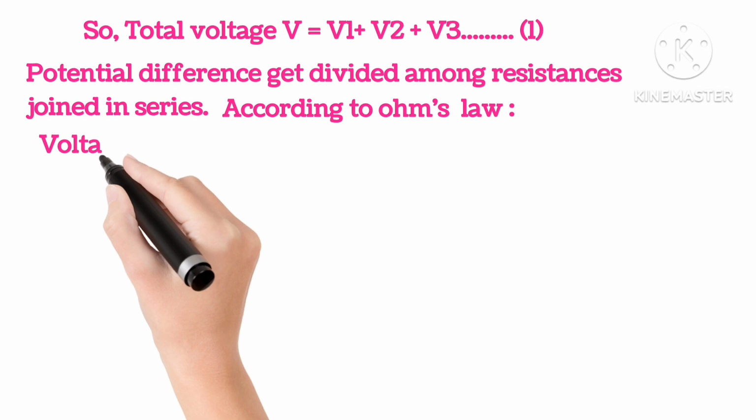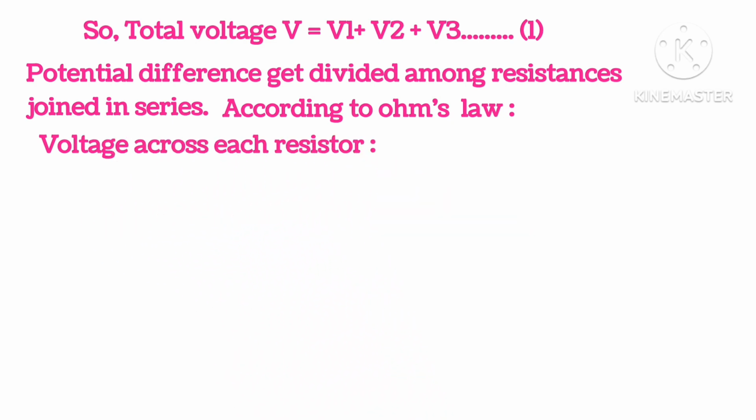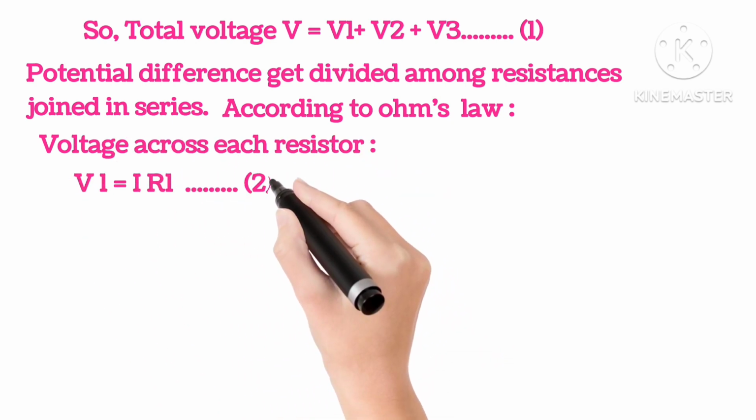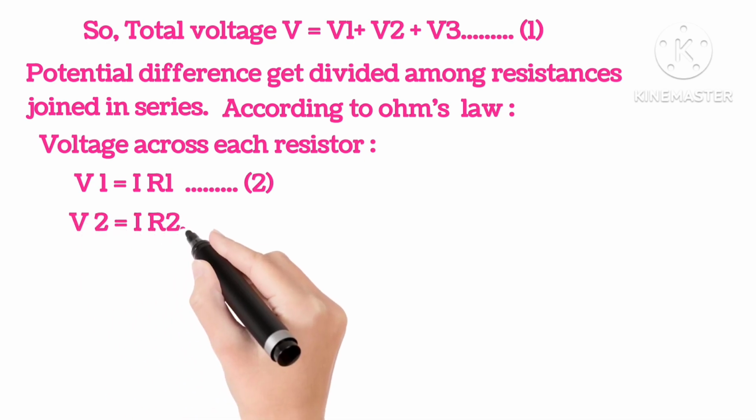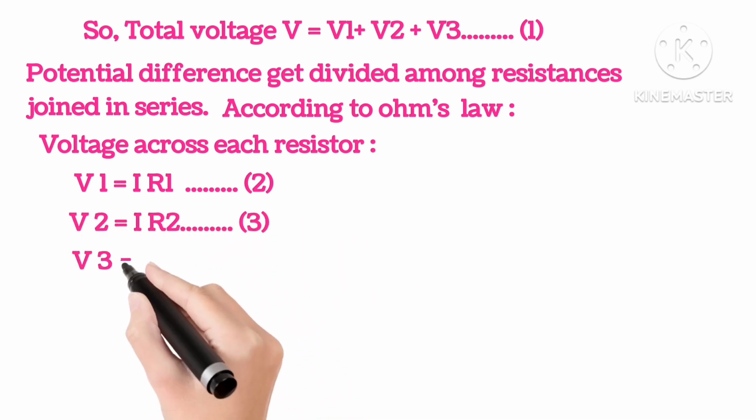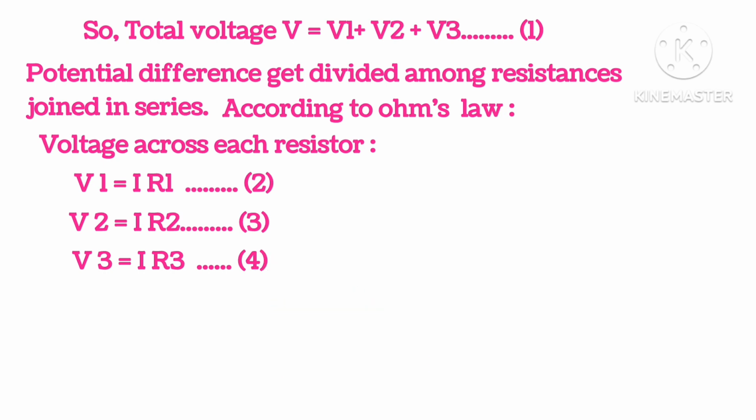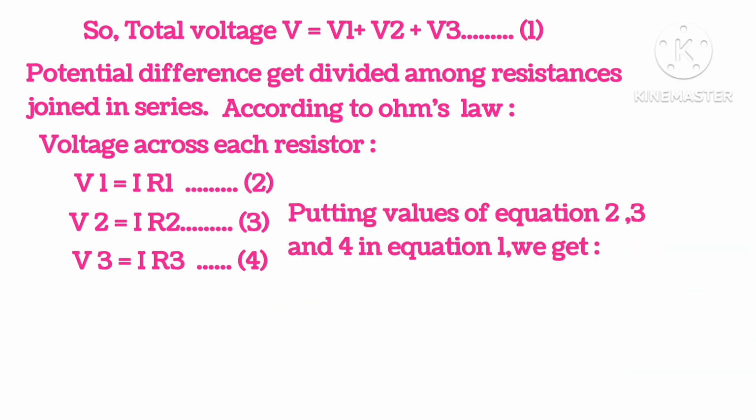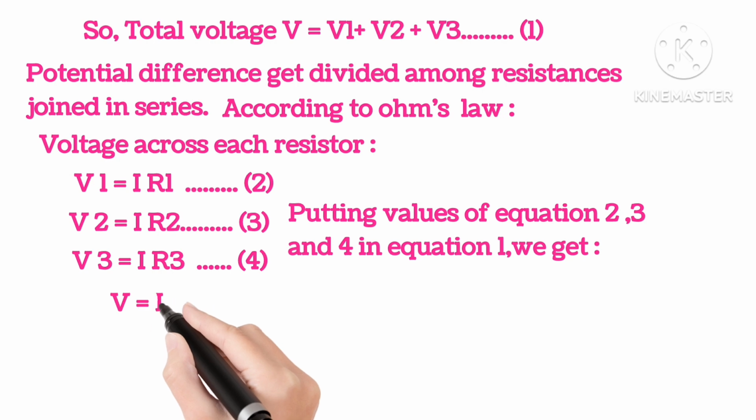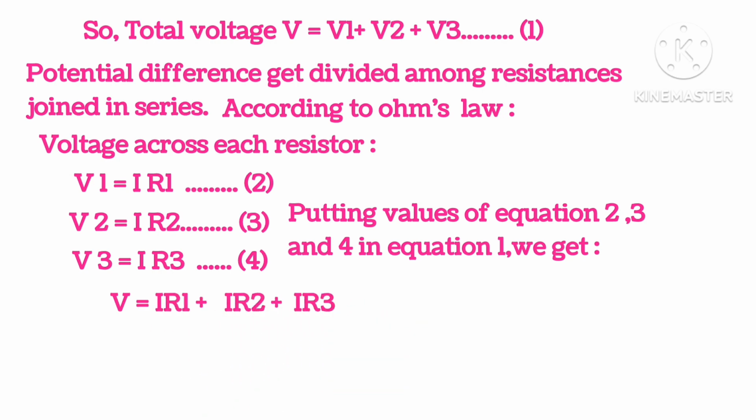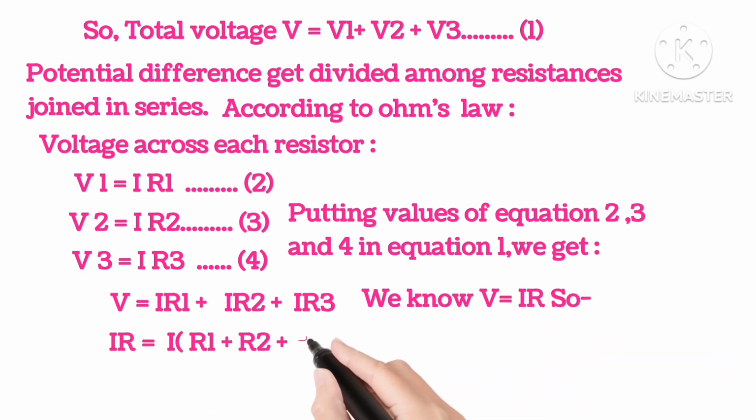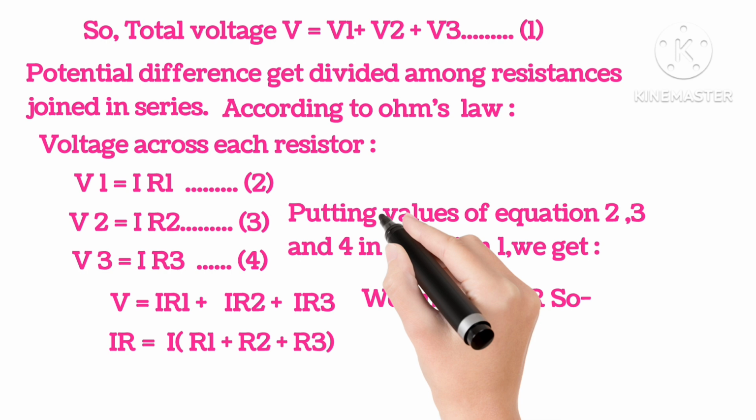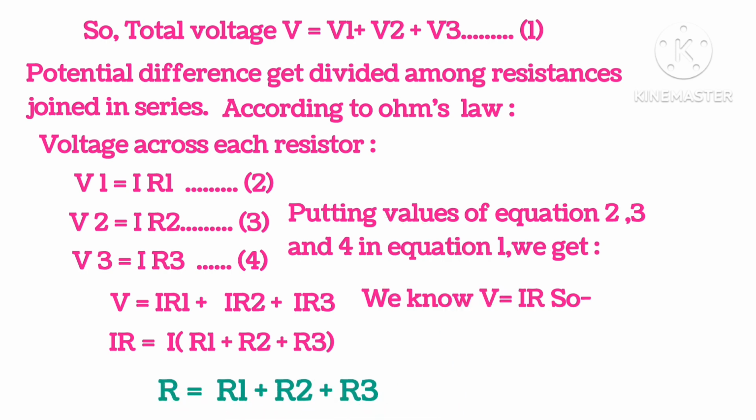According to Ohm's law, voltage across each resistor is V1 equal to IR1, V2 equal to IR2, V3 equal to IR3. So putting the values of equations 2, 3 and 4 in equation 1, we get, now we know that V is equal to IR, so cancelling I, we get R is equal to R1 plus R2 plus R3.